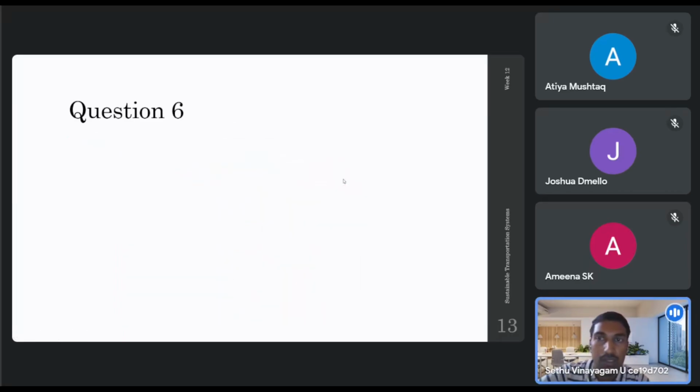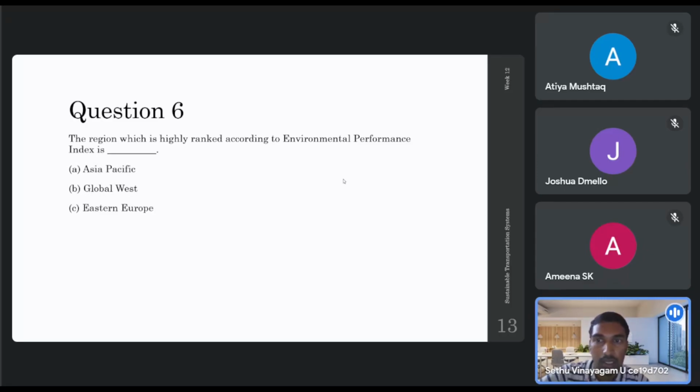Okay. Question number 6 is, the region which is highly ranked according to the Environmental Performance Index is dash. The options are Asia Pacific, Global West, Eastern Europe, and Latin America.